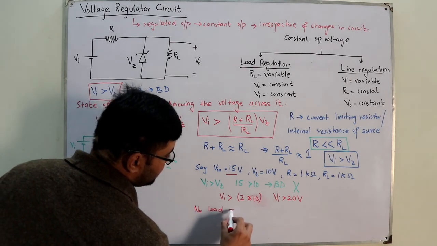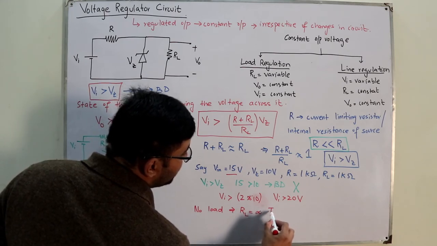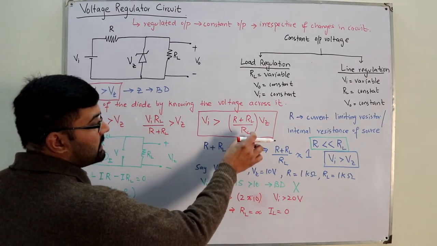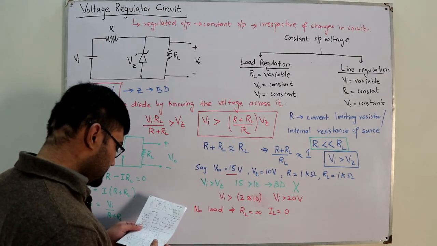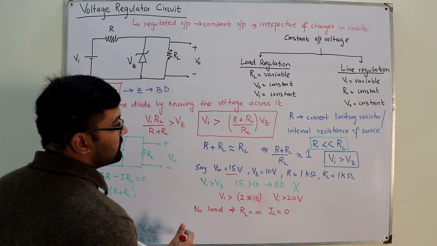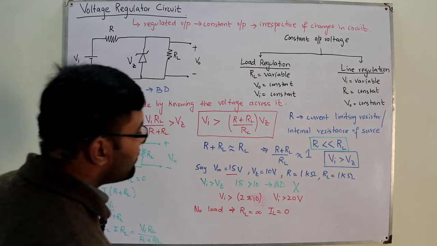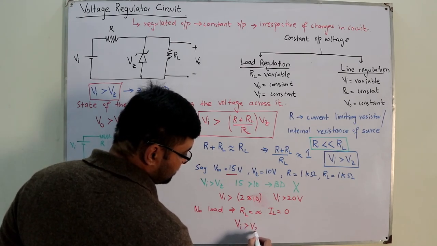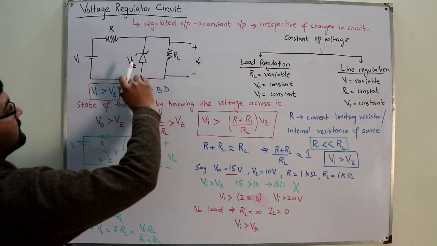Fine. So the no load condition implies what? That RL is infinity, which means that IL is zero. And in this case, if RL is infinity, V input should be simply greater than VZ. V input should be greater than VZ in this case. Because have a look over there, this would be a short circuit, so this would directly come over here.